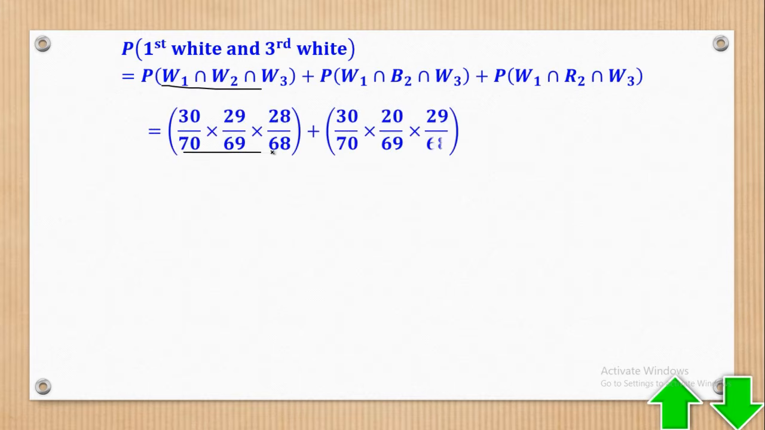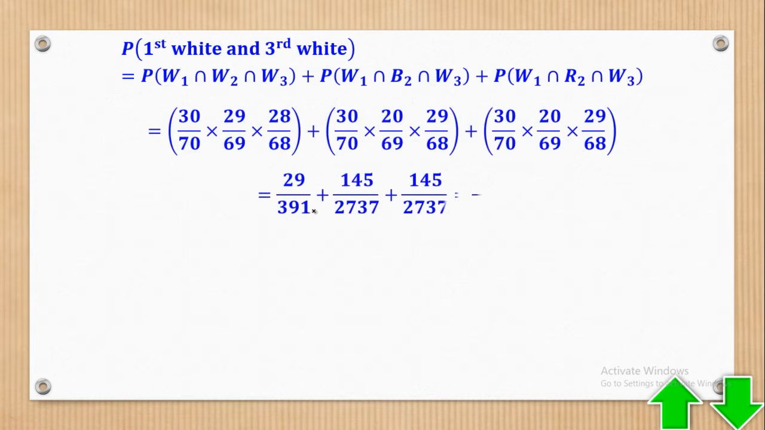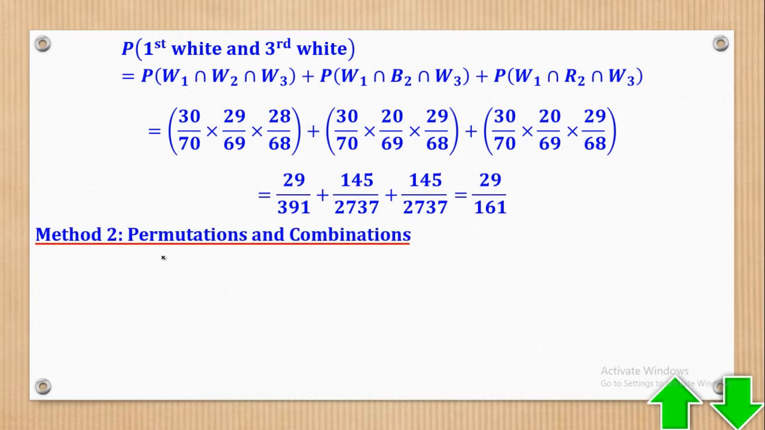So for this it is this, for this it is this, and for this it is this. So now when I use the calculator, we shall come up with 29 over 161 as the required probability. Now that has been method 1. What about method 2 of permutation and combination? Now like I told you, when the order is required, we use permutation. So in this case they want the order, so we shall use permutation.